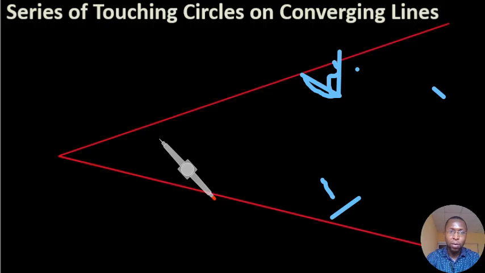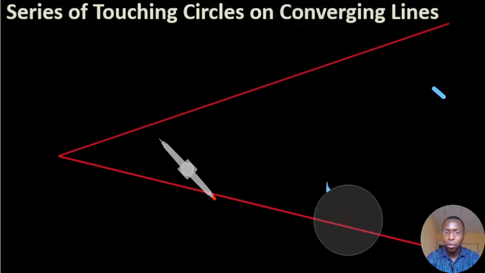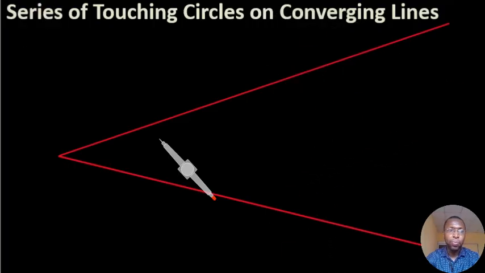Let's take out this part so we don't get confused. Right now, the converging lines are these two straight lines that are meeting. When we say converging, that means they are meeting. They meet at a point. How do you now do a series of circles that are touching themselves on this converging line?